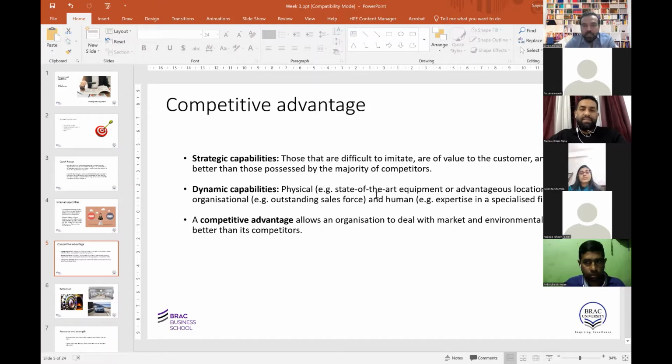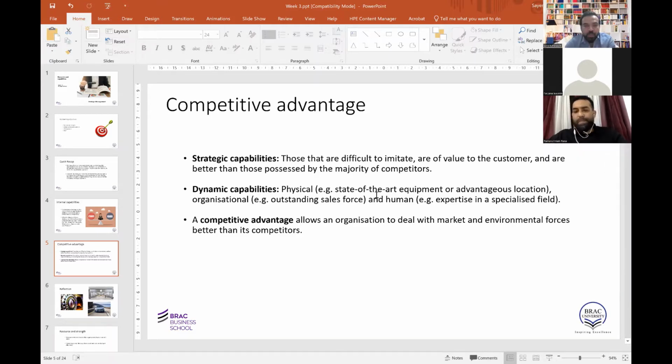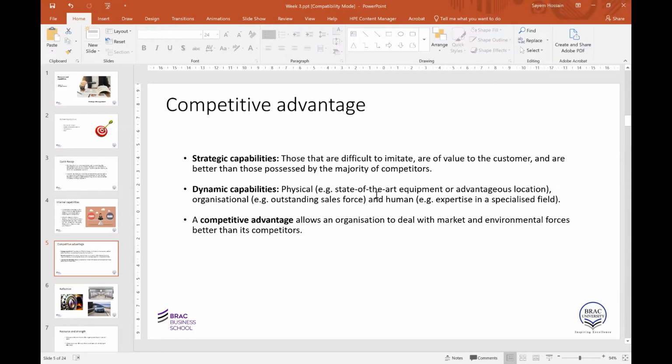So let's talk about competitive advantage. This is something where I want all of you to pay very careful attention. Strategic capabilities. First, we need to understand what strategic capabilities are.